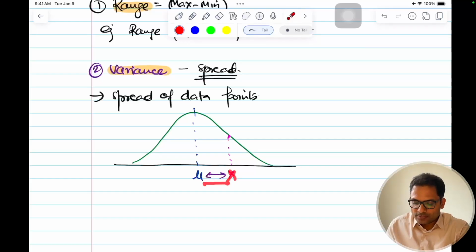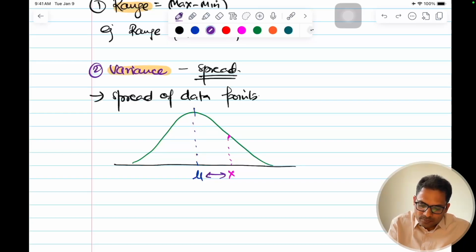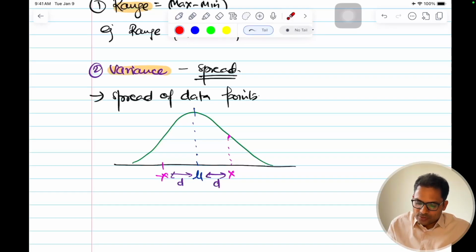So we take this distance and square it, so that the difference is amplified. The spread is amplified, so that we know how spread it is. We amplify that, and measure it on both the sides. So squaring it, I'm just worried about the distance. If this is d distance, this is also d distance. This is plus d, this is minus d.